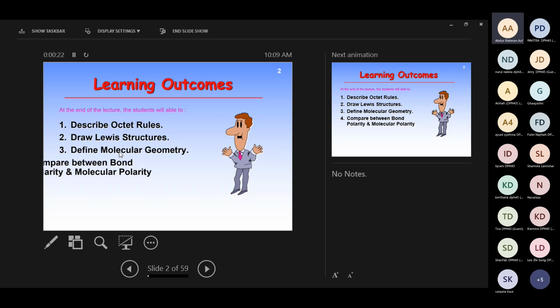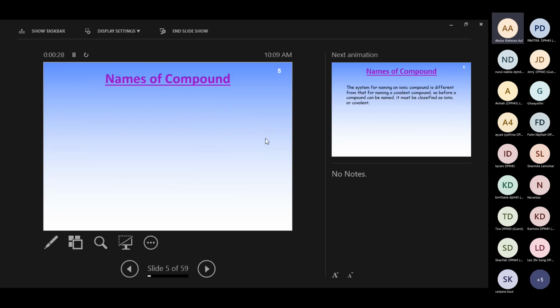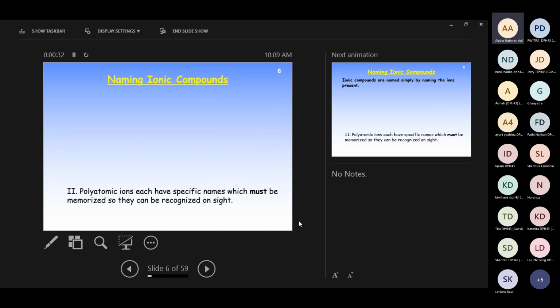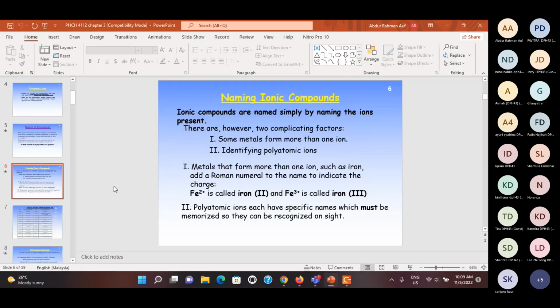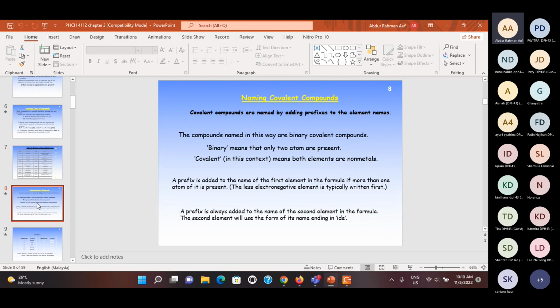Oh, this is the old one. Saya lupa nak padam. Apologies, sorry. Kita akan go through this after kita go through the octet rule and so on.